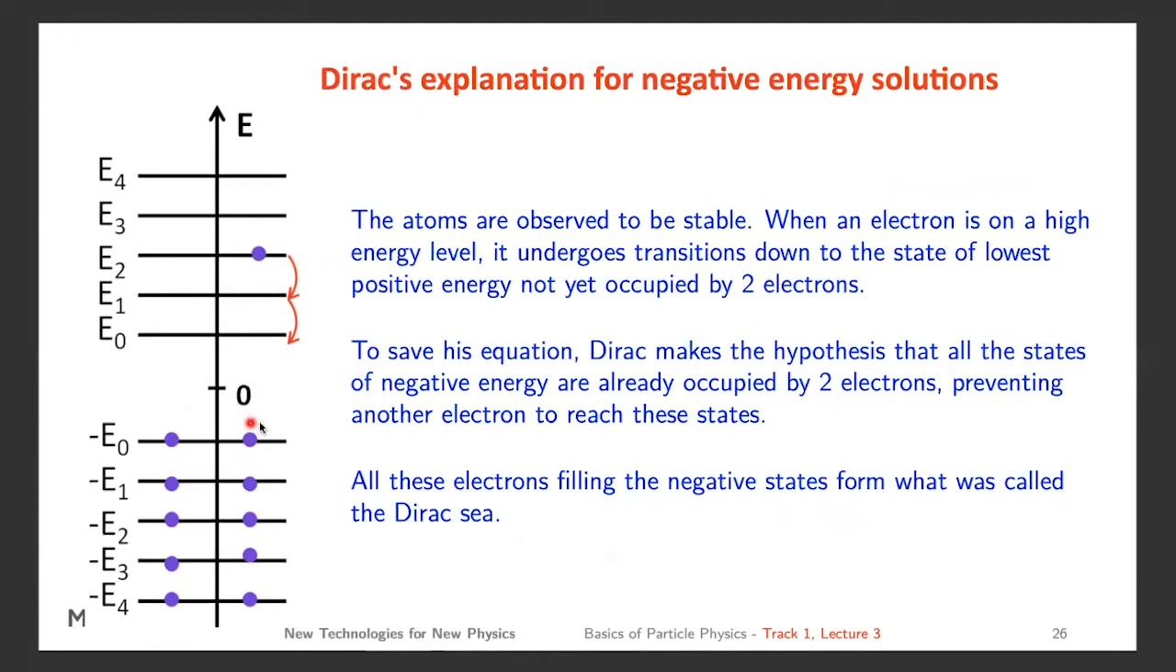Now, in the Dirac equation, we still had negative energy solutions, and Dirac was trying to explain them as well. We know that atoms are observed to be stable, and when an electron is on a high energy level, it undergoes a transition down to the state of lowest positive energy, which is not yet occupied by two electrons. So to save his equation, Dirac made the hypothesis that all the states of negative energy are already occupied by two electrons, preventing another electron from reaching these states. And all these electrons filling the negative states form what was called the Dirac sea.